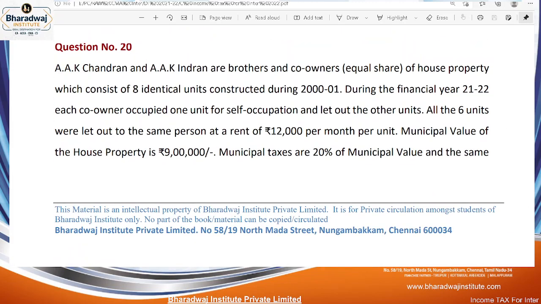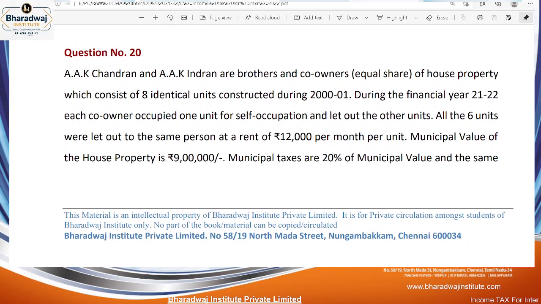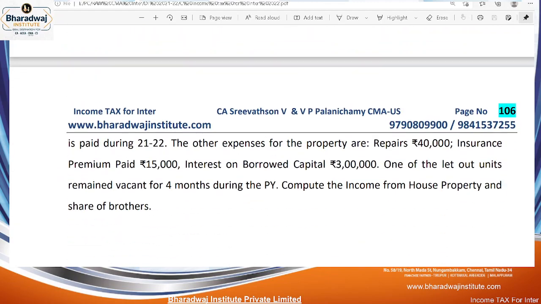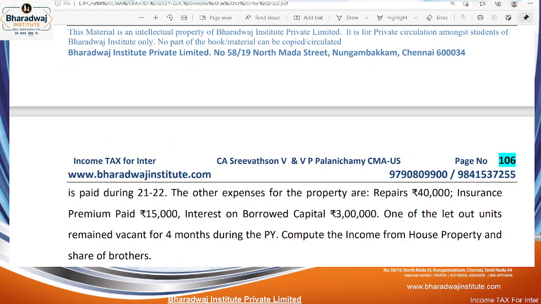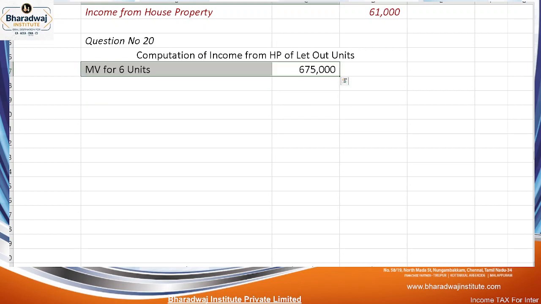Let us work out the let out units first, then we will go for the self-occupied properties separately. Hope you tried it and are continuing with this. 6 units are let out. Let us work out the municipal value proportionately. 9 lakhs is for 8 units, so what is for 6 units? 9 lakhs divided by 8 gives the municipal value per unit, into 6. That is for the 6 units let out.